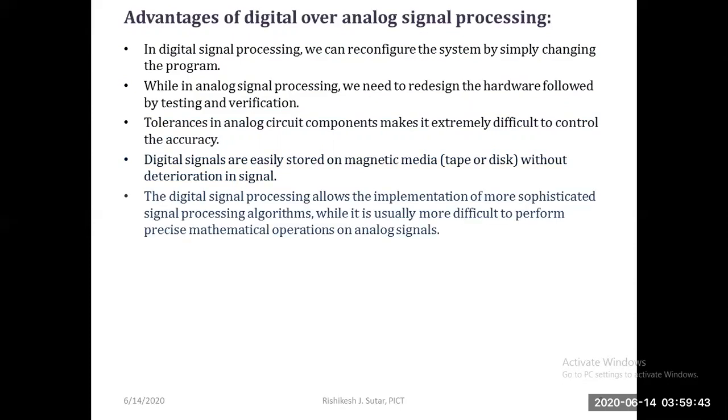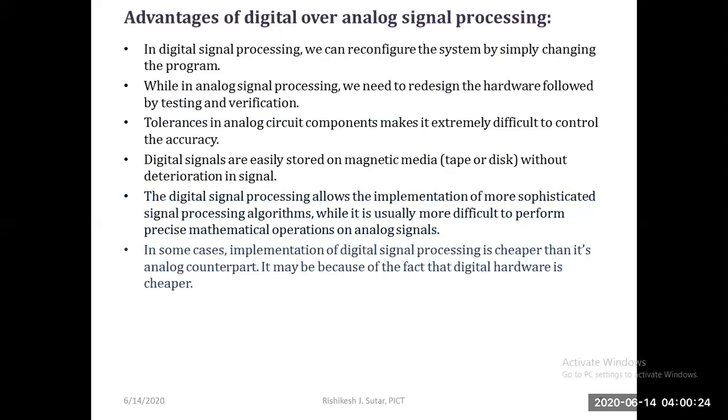Digital signal processing allows the implementation of more sophisticated signal processing algorithms, while it is usually more difficult to perform mathematical operations on analog signals. If I want to do the processing for complex programming or sophisticated processing algorithms, I can do it with the help of digital signal processing. But if I want to do the mathematical operations in analog system, it is very difficult to perform those mathematical operations precisely.